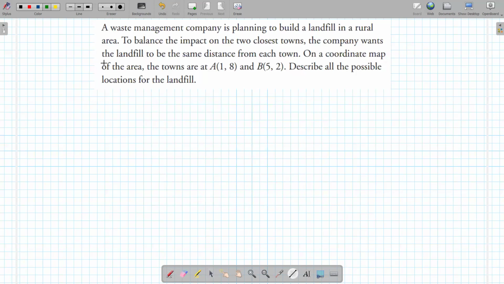Let's look at this one. This one's also complicated. This one you definitely need a sketch to see what's going on. So we need to build a landfill.